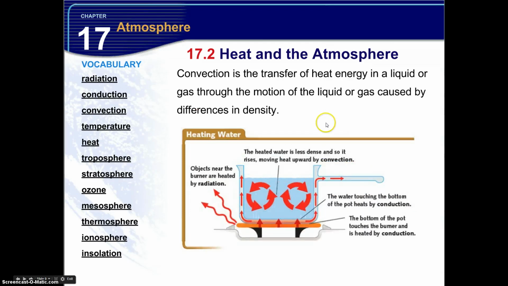And finally, we have convection. Convection is the transfer of heat energy in a liquid or gas through the motion of the liquid or gas caused by the differences in density. The heated water is less dense, and so it rises, moving heat upward by convection. As it moves away from the conducted source of heat, it cools down, the density changes, and it sinks back down. This is a cycle.